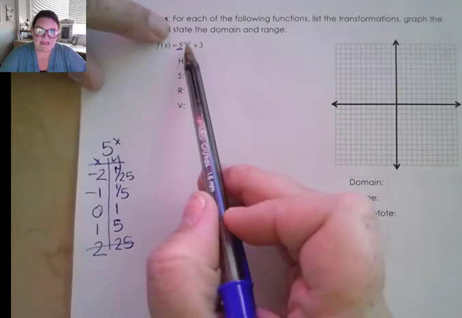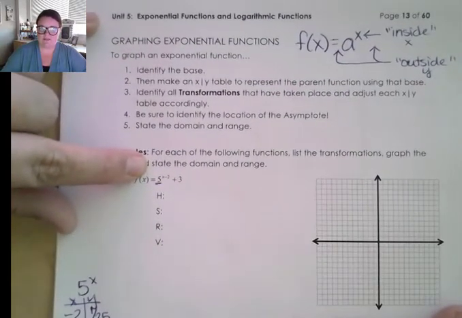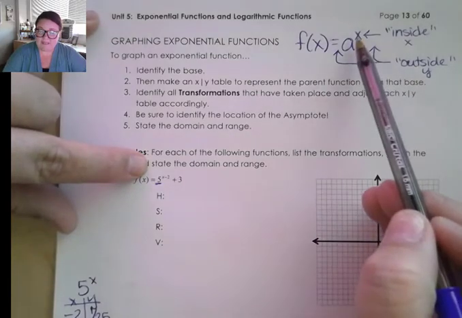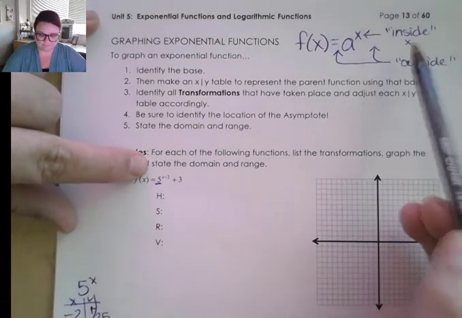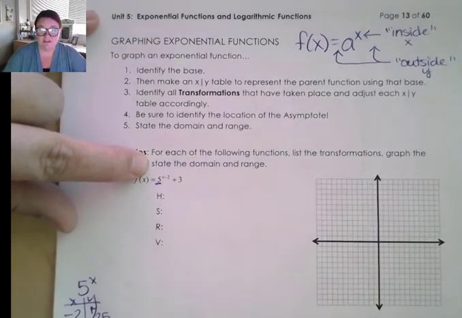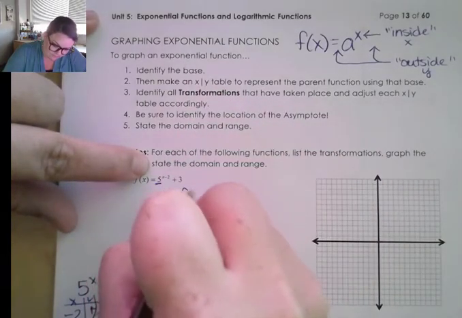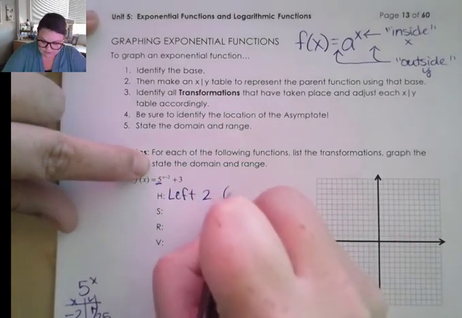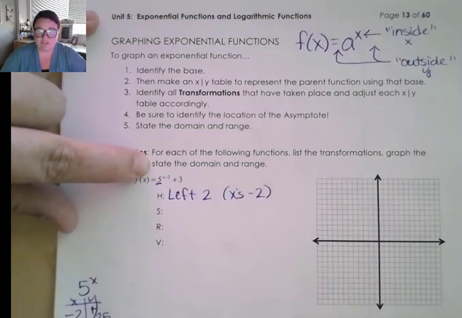So you can see we have a -2 up here in the exponent. And as you can see at the top of our page, if it's up in the exponent, it's inside the function, which means it's being applied to the x. So x -2 actually sends our graph to the left. That's a horizontal shift to the left 2 units. So we're going to take our x's and subtract 2 from them to modify that table.